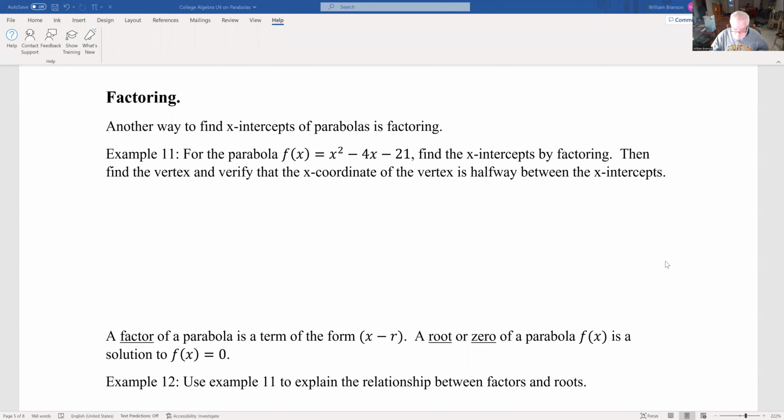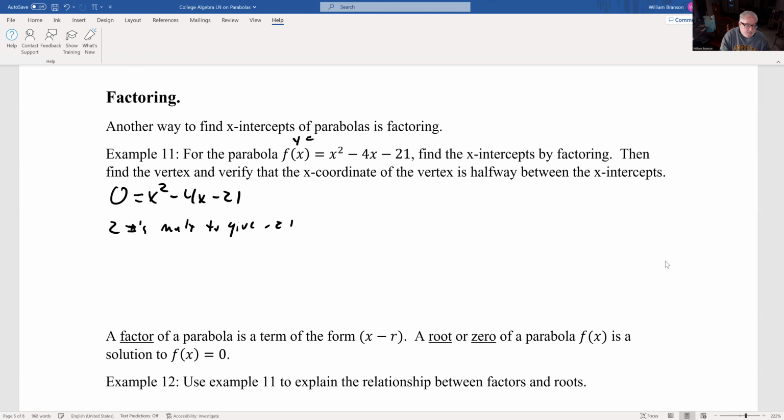Okay, so continuing with parabolas, another way to find x-intercepts of a parabola is factoring. So here's a parabola, y equals, remember f of x equals y, x squared minus 4x minus 21. We want to find the x-intercepts, so we set y equal to 0. That gives me the equation 0 equals x squared minus 4x minus 21. And the goal when we're factoring is to find two numbers that multiply to give minus 21, add to give minus 4.